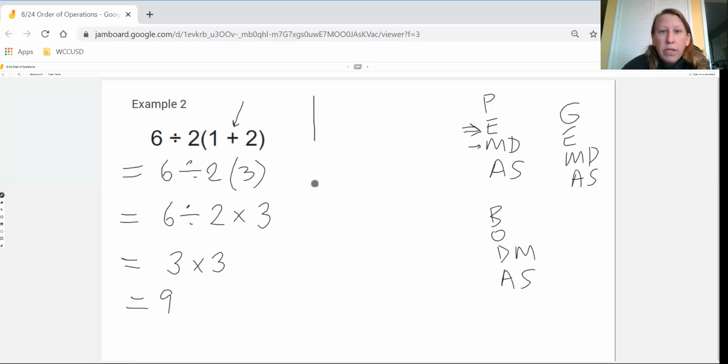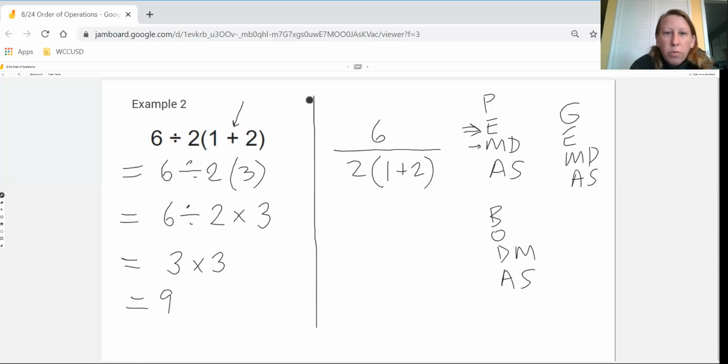Now, where a big argument got in place was in what the heck does this mean? Because in algebra class, we don't usually use the division symbol. We usually would write the expression like this: 6 divided by 2 times the quantity 1 plus 2. This division symbol is kind of ambiguous. And if you interpreted the problem this way, you would do 6 divided by 2 times 3, or you would do 6 divided by 6, which is 1.